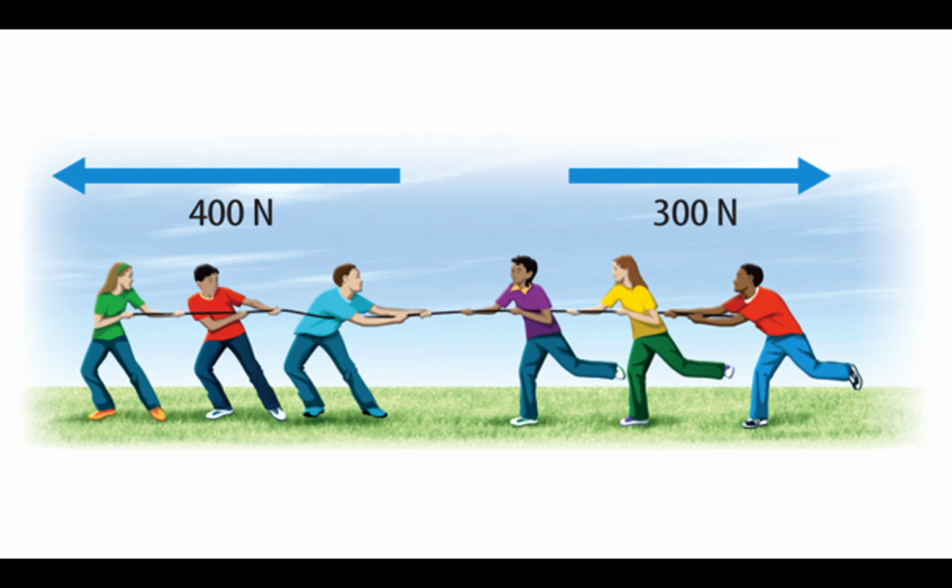So looking at this tug of war, to the left, these guys are pulling with 400 newtons, and to the right, these guys are pulling with 300 newtons. So you can see if we subtract these two because they're pointing in opposite directions, we still have 100 newtons in this direction. So these guys would win, and they would pull them with 100 newtons to the left, because 300 newtons is canceling from here. So 400 minus 300 is 100. So our net force is pointing to the left with 100 newtons.